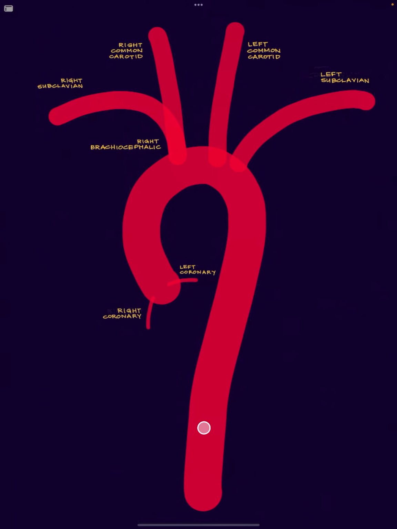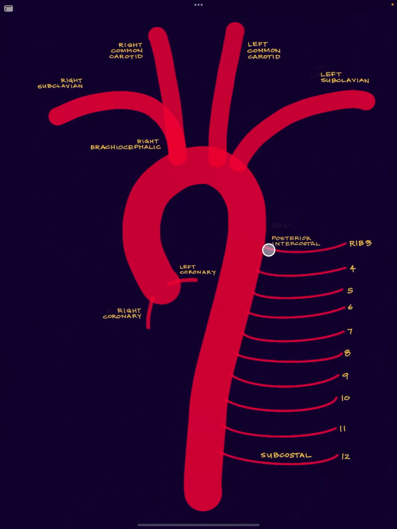Now, there's multiple vessels that come off of the descending aorta. The largest of these are the posterior intercostal arteries. These are paired arteries, but I've only drawn them in on the left. And most of the time, there's 9 arteries that go from the 3rd rib to the 11th rib. And then the artery that supplies the 12th rib isn't called a posterior intercostal. Instead, we call that the subcostal artery.